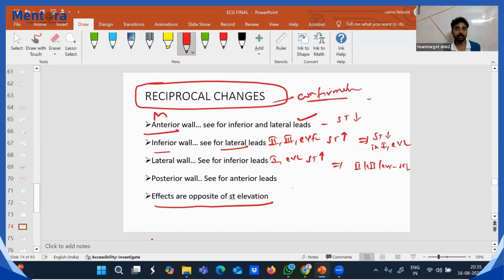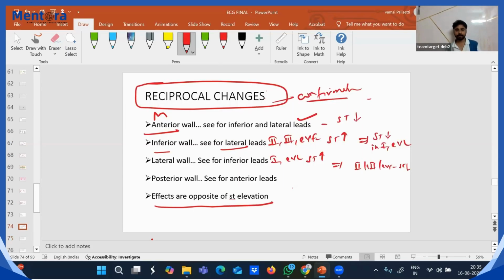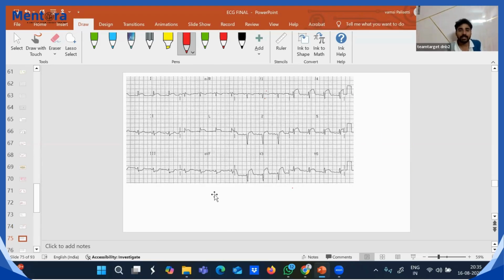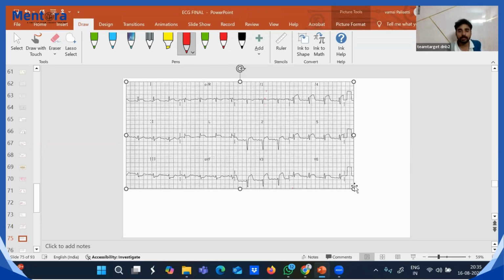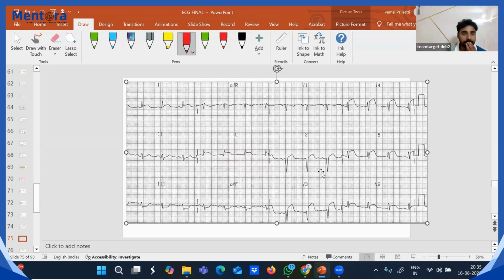Then comes lesion discussion. So one more thing I want to say here. Let us see this. Identify the ECG fast.